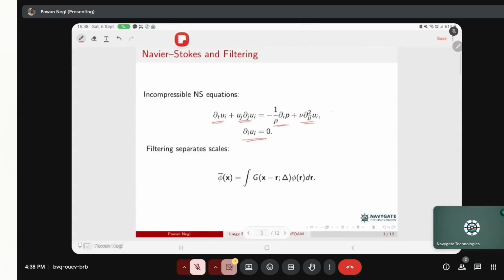In the large eddy simulations, we apply this kind of filtering, where G is a filtering function. This particular function basically is a smoothing operation. If you know anything about low pass filters, then you will understand that in the frequency domain, if you have a function where it has all these frequencies, then this particular filter will chop off these high frequency values.